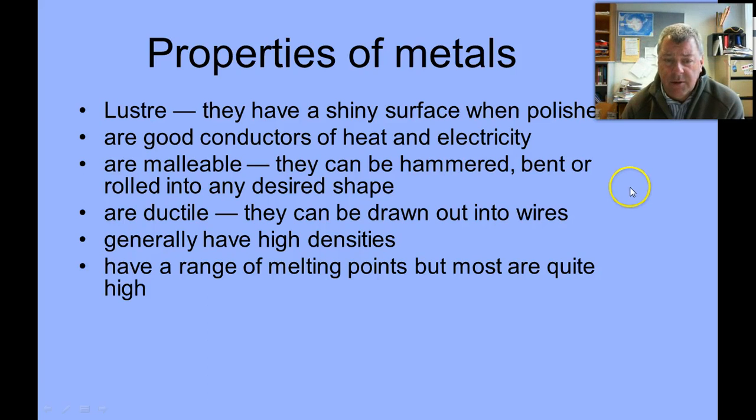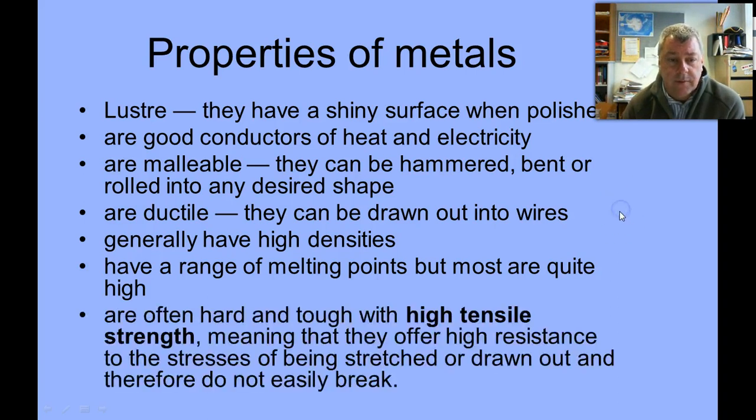So there is a little bit of warning there. There is a range of melting points, like mercury has a very low melting point, being a liquid at room temperature, but most of the metals are quite high. That's why we can use them in pots and pans and things, and in other applications.